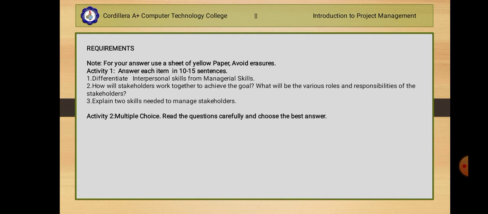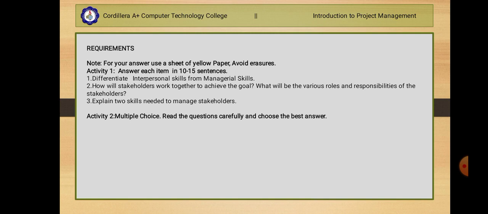So for your requirements, for activity number 1, take note guys that for your answer, you are going to use a yellow sheet of paper. If possible, let us avoid erasures. For activity number 1, you are going to answer the following questions in 10 to 15 sentences. For question number 1, differentiate interpersonal skills from managerial skills. That is based on your own idea, not from the definition that I gave.